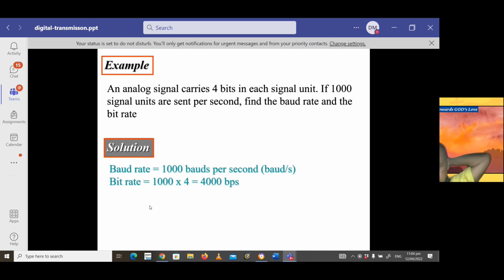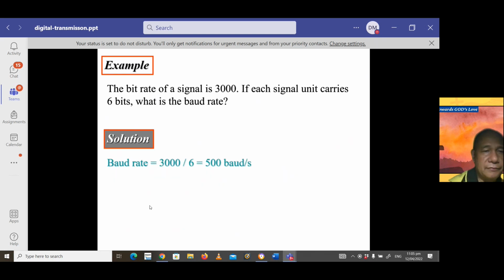And we have another example here now. We have an analog signal that carries 4 bits in its signal unit. If 1,000 signal units are sent per second, find the baud rate. The solution, of course: with 4 bits, you multiply by 4, so we have a bit rate of 4,000 compared to 1,000 bauds. Another one: the bit rate of a signal is 3,000. If each signal unit carries 6 bits, divide by 6, so you have 500 bauds.